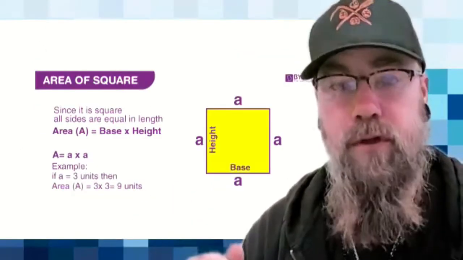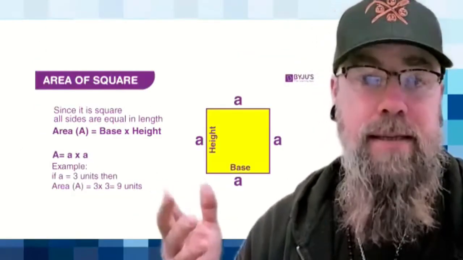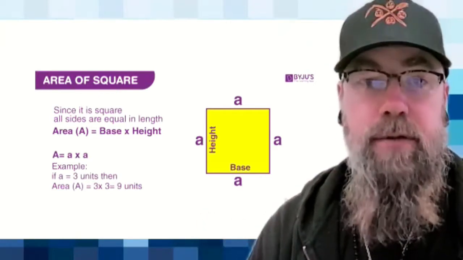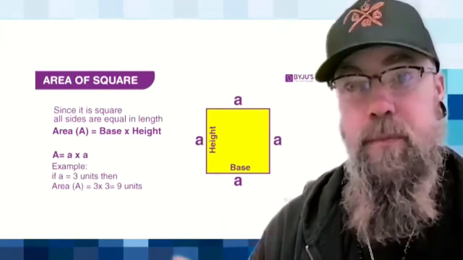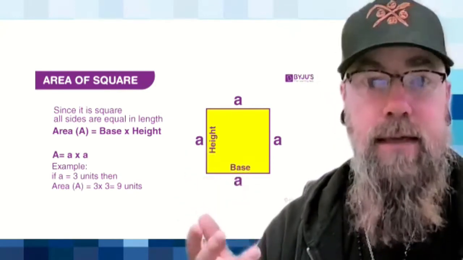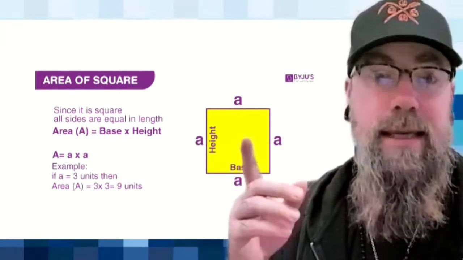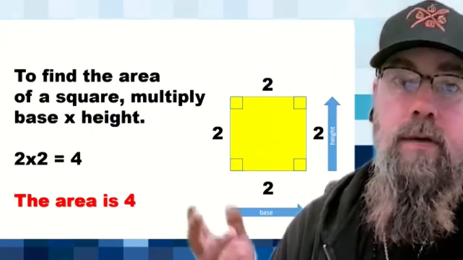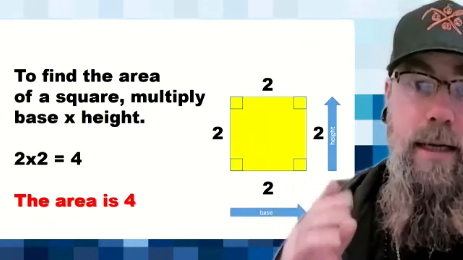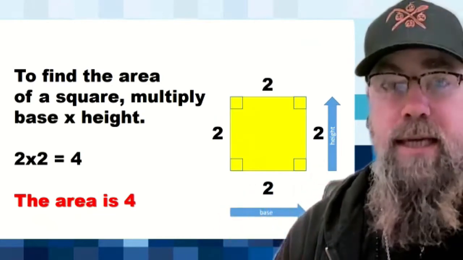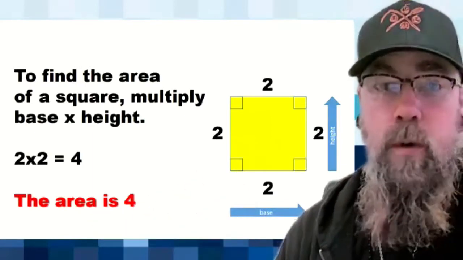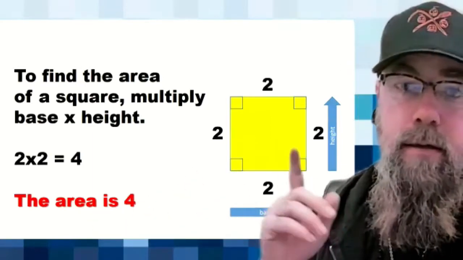So to find the area of a square, our formula is the base multiplied times the height. Again, with a square, this makes it a little bit easier because we know all sides are equal. So the base and the height are going to be the same number. So in this case, it's going to be A times A to give us the area inside that square. In this example, the square, each side measures 2. So the base is 2 and the height is 2. So if we multiply the base times the height, 2 times 2, we'll get an area of 4 square units for the area inside this square.